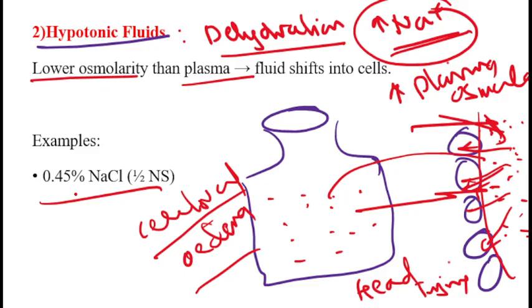An example of a hypotonic solution is 0.45% sodium chloride, or half NS.